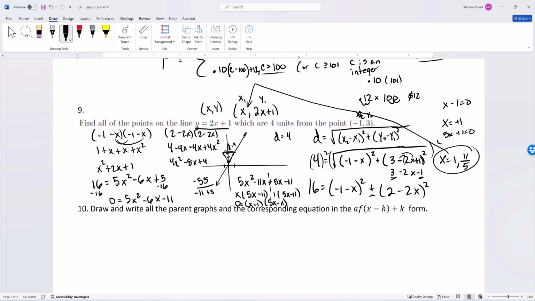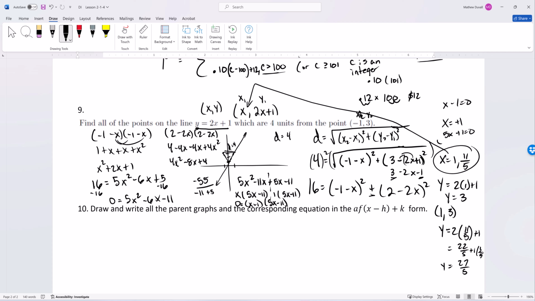So that means now if I just plug in my x values, it's going to give me the y values that are 4 units from the point. So if I plug in 1, you're going to get y equals 2 times 1 plus 1. So you're going to get y equals 3. So that's going to be (1, 3). And then for the next one, you're going to plug in 11 over 5. So y equals 2 times 11 over 5 plus 1. So that's going to be 22 over 5 plus 1. So that's 5 over 5. And so y is going to give you 27 over 5.